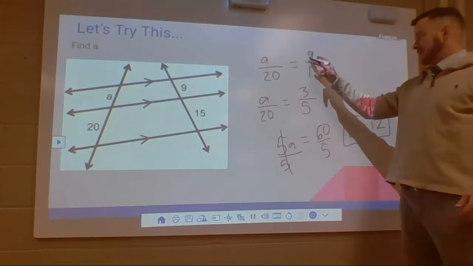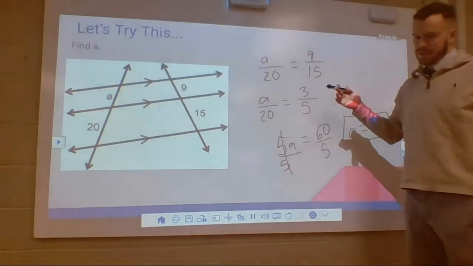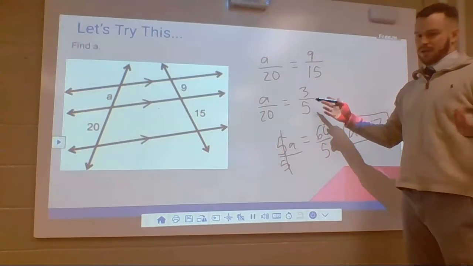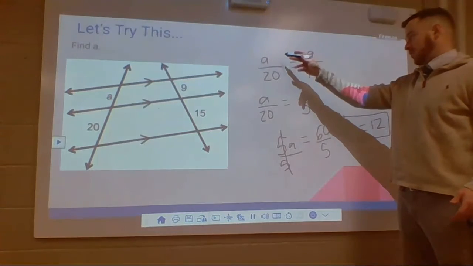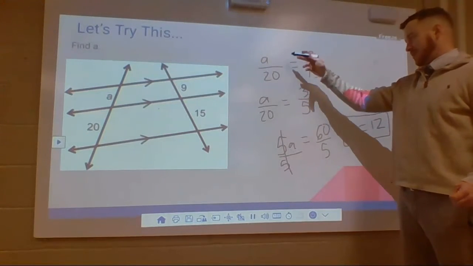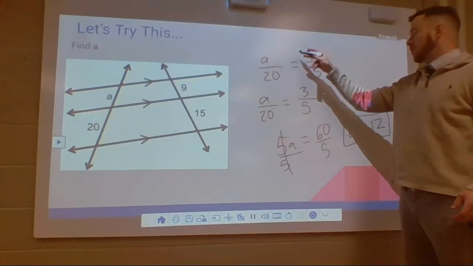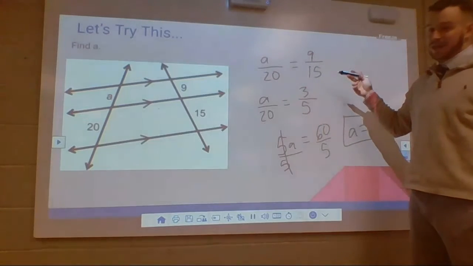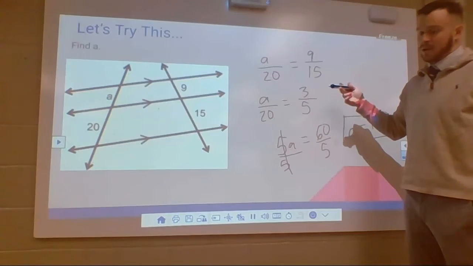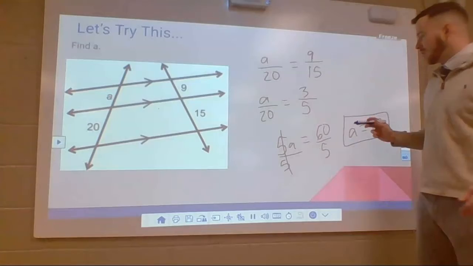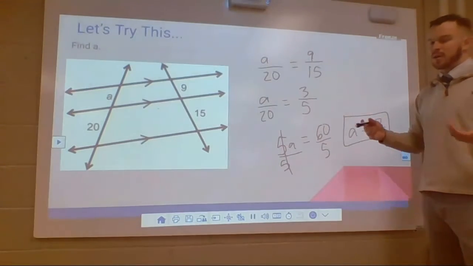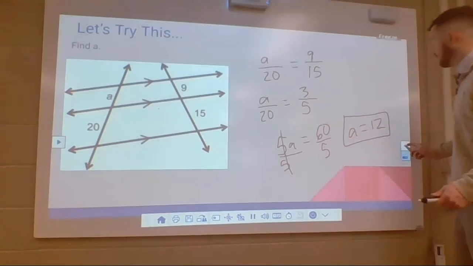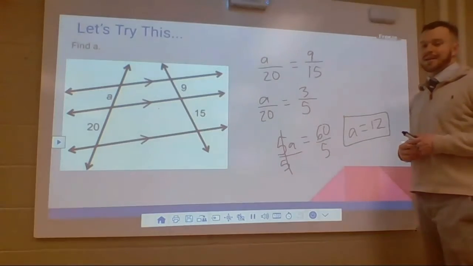Now, if you didn't simplify 9 over 15, you would still get the same answer. I just think that simplifying, if you can, makes it a little easier. You get 15 times A, if you cross multiply just right here, 15 times A is 15A, equals 20 times 9. You get 15A equals 180. You divide 180 by 15, you would still get 12. So I just think that simplifying it, if you can, makes it easier, but you'll still get the same answer either way. Now let's move forward to our last theorem.